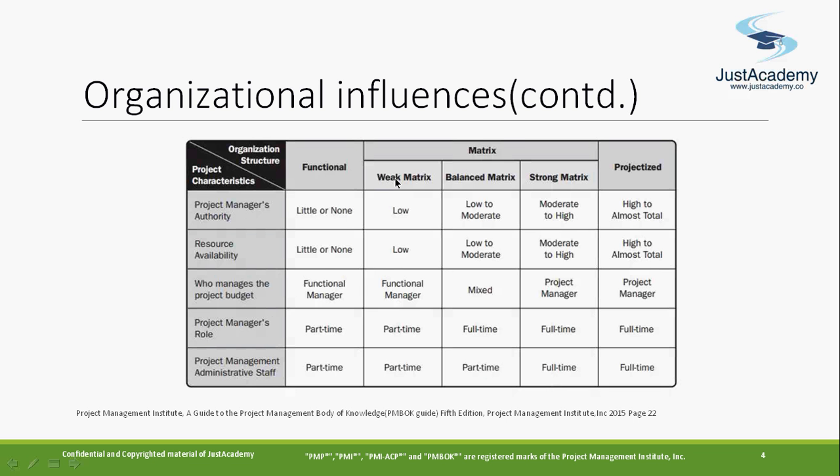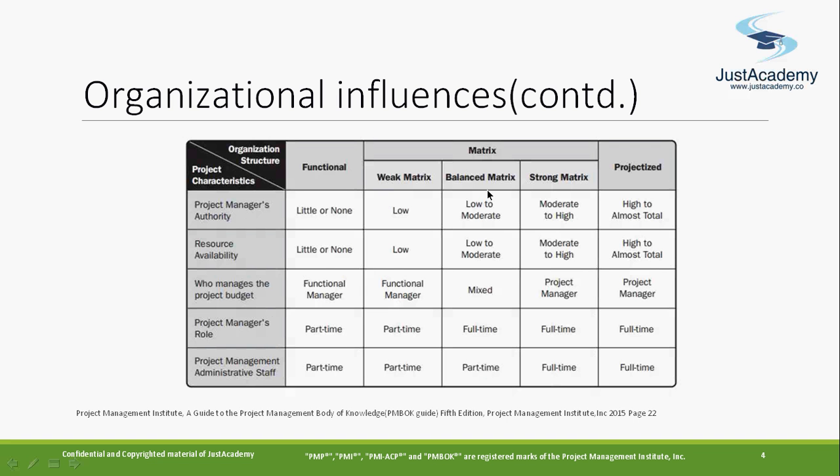So the weak matrix is very similar to the functional organization in nature. Resource availability is low. Resources will be taken care of by the functional people. Who manages the project budget? Again, the functional manager is responsible for managing the budget, how much money is needed for getting the work done. The role of the project manager is again part-time. So the weak matrix is almost the same in nature.